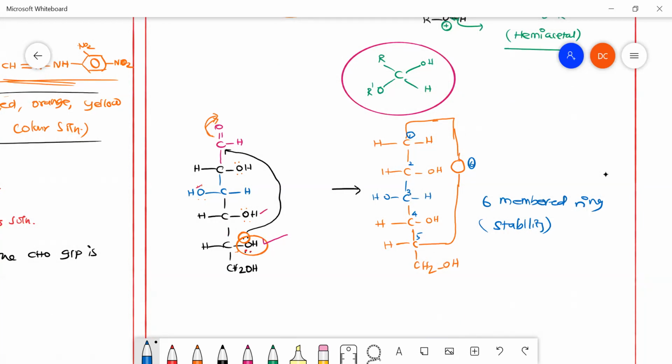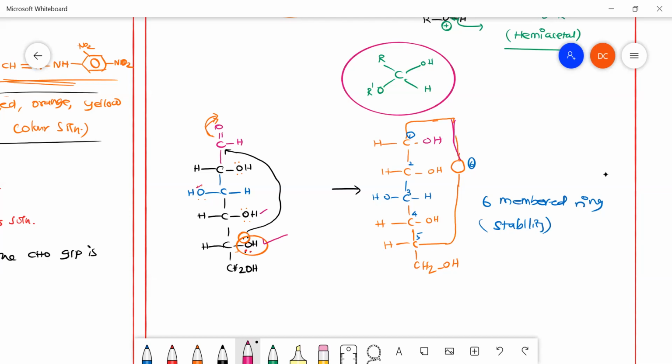I have a doubt, sir. In the cyclic structure you've drawn, the first carbon should have an OH, no, sir? Yes, it's OH. Okay, sir. Next. So the six-membered ring becomes highly stable. That is why it forms a six-membered ring-like structure. So it can attack only this way.